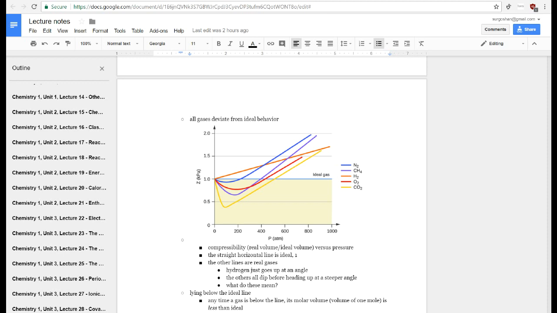So what do these deviations mean? What does it mean for Z to be less than 1? What does it mean for Z to be greater than 1? And why do some gases deviate more than others? And why do they deviate at different temperatures in different ways?